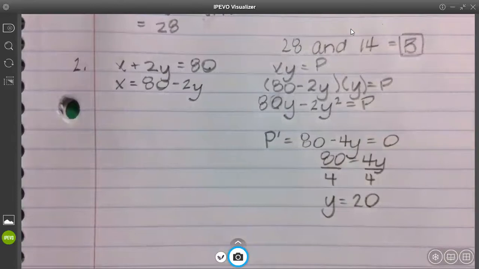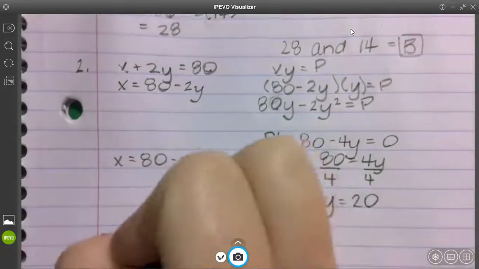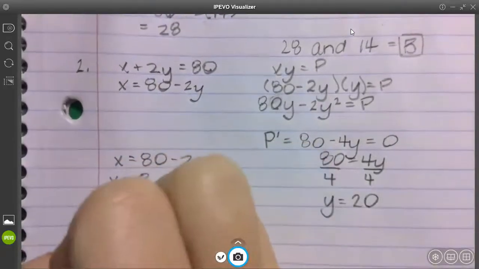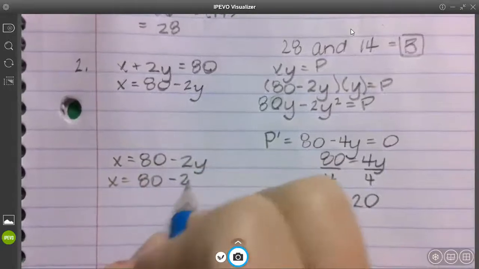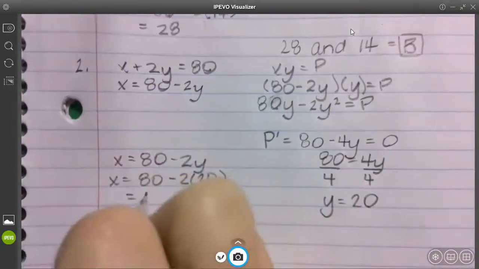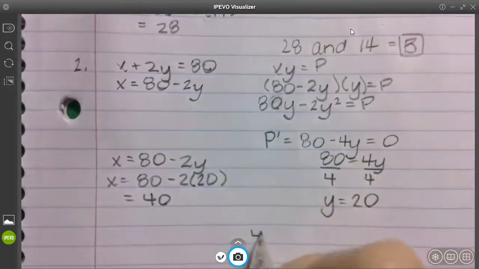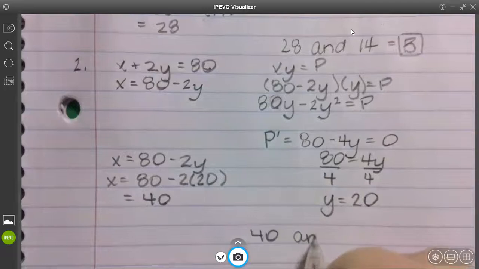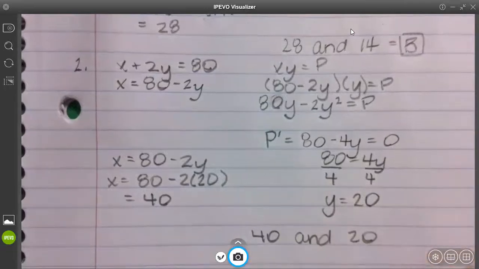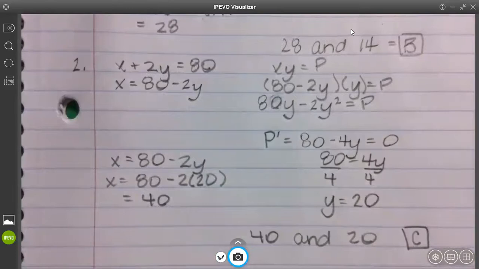We get that y equals 20. And again, there's only one that has 20. But if you're doing the other problems, you want to plug it back in. So we're going to plug it into the x equals 80 minus 2y. 80 minus 2 times 20. 2 times 20 is 40. So 80 minus 40 is 40. So your two numbers are 40 and 20. And that answer is C.